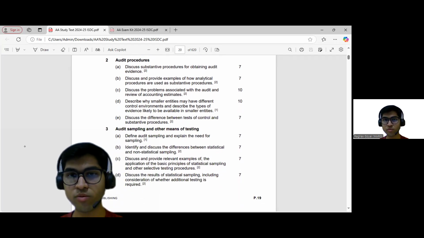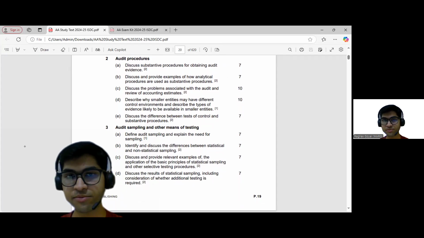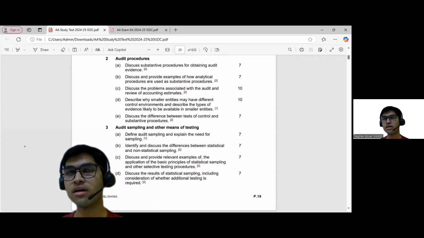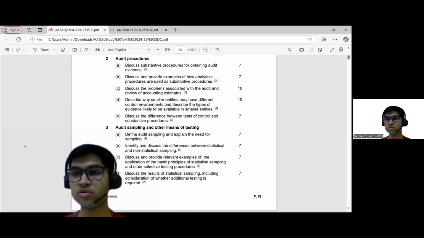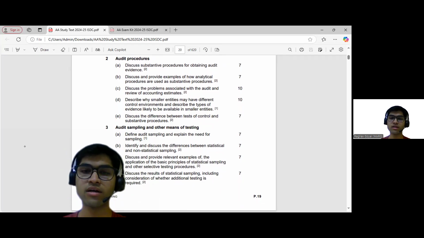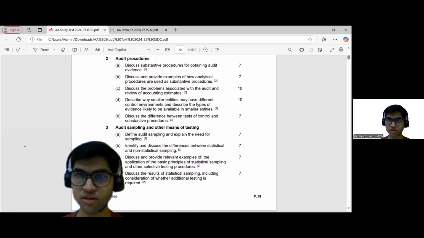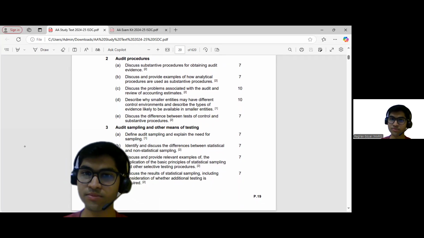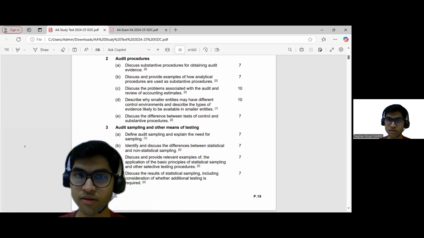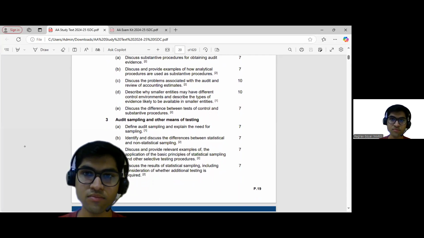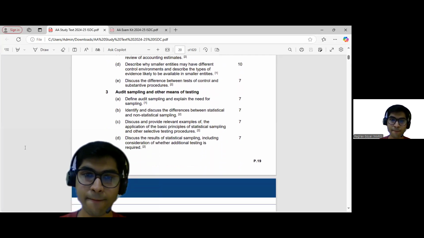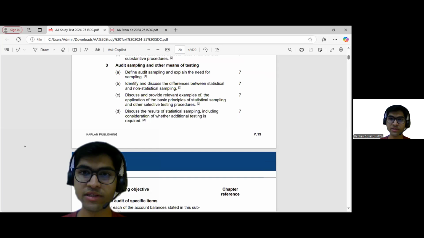Then once we perform audit procedures such as substantive testing, there could be various substantive procedures that we perform. For example, checking the cash books. Casting means checking the totals, whether they are correct. Reconciling the bank statements to the entity's cash books. Anything such as that comes under audit procedure. Then we have audit sampling and other means of testing.